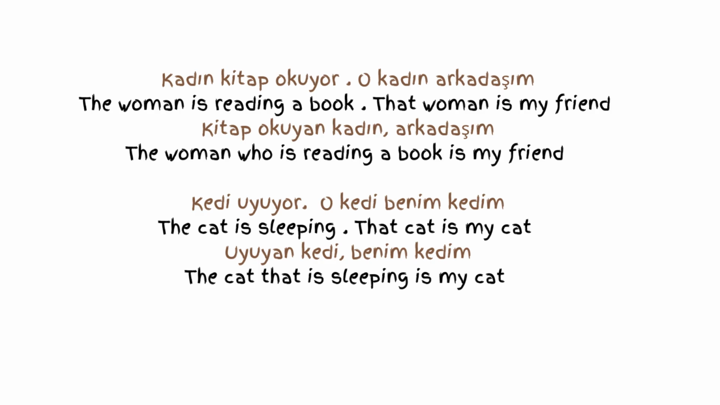Comma, I finished with the first sentence. Go to the second one. I'm not going to repeat the subject here. So, o kedi, I'm going to remove it. And I'm left with benim kedim. Uyuyan kedi, benim kedim. Which means the cat that is sleeping is my cat.